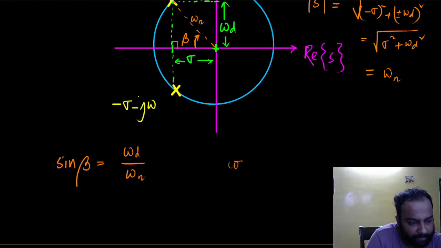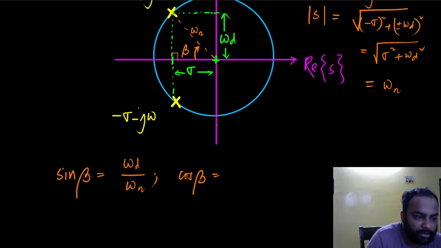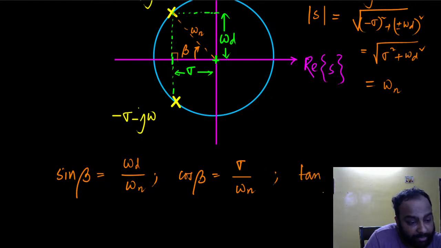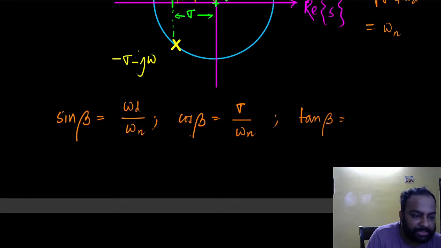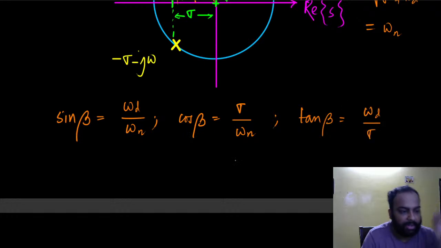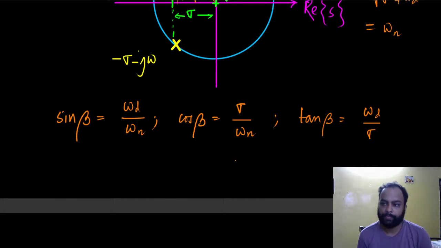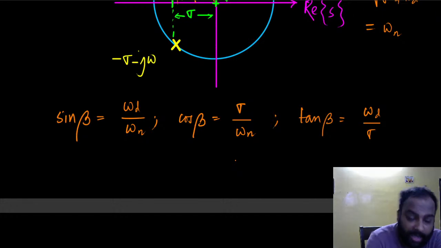And what is cosine beta? Cosine beta would be base by hypotenuse. What is the base? That's sigma. The length of the base is sigma, by hypotenuse omega n. And just so that the discussion is clear, what is tan beta? Tan beta is sine beta by cos beta, which becomes omega d by sigma, because omega n cancels out. If you have any query, just make sure that you follow. I already told you that this is going to be heavy mathematics, at least for the moment.